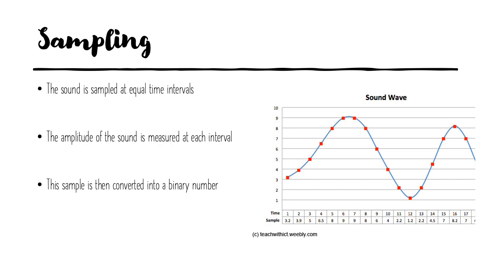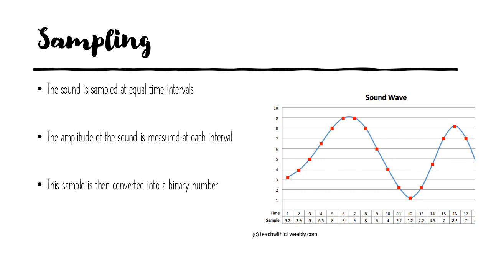At sample point 2 in this sound wave, the second red dot, the sample amplitude is 3.9. At sample point 3, it's 5, and so on. Once we've sampled the sound at regular intervals and we've measured the amplitude, we can then convert this amplitude into a binary number, thus representing the sound in binary format.